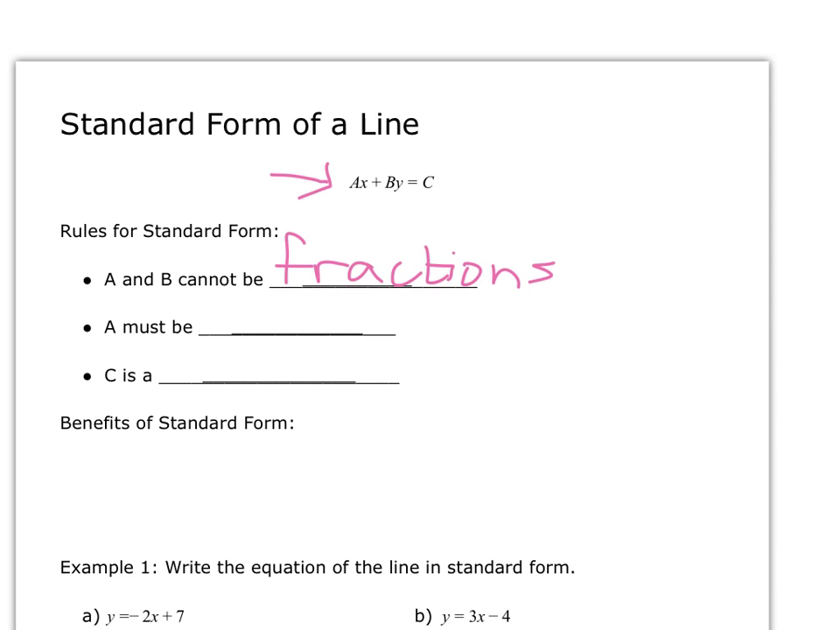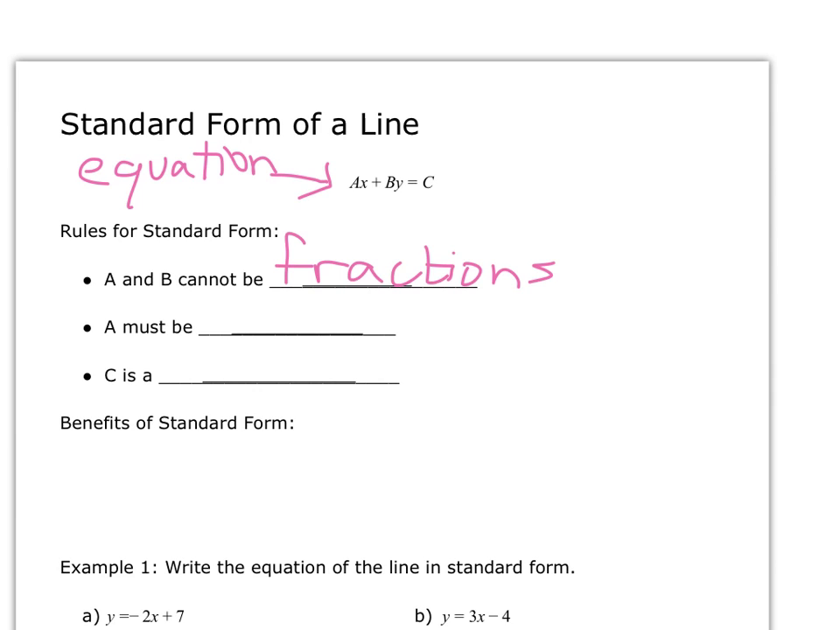So we've got a and b cannot be fractions. Wait, what is ax plus by equals c? That's the equation for the line. That's like the general equation. So a and b cannot be fractions.